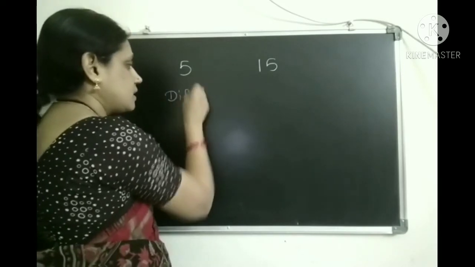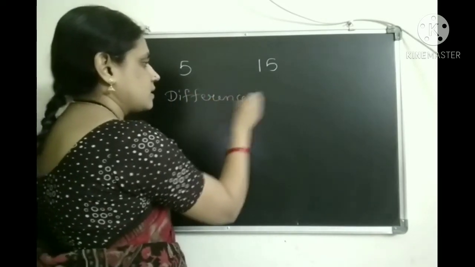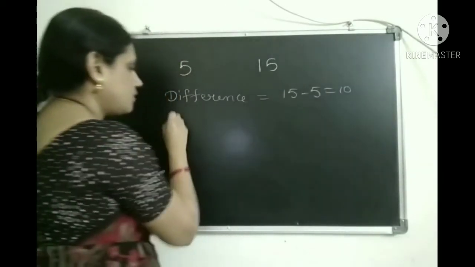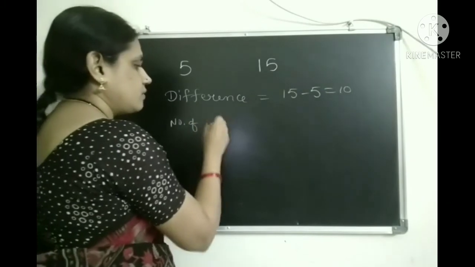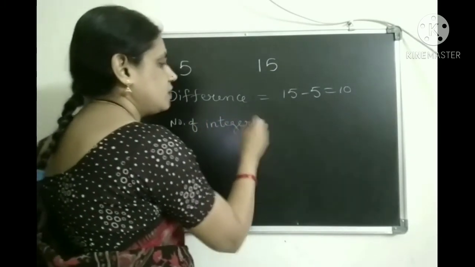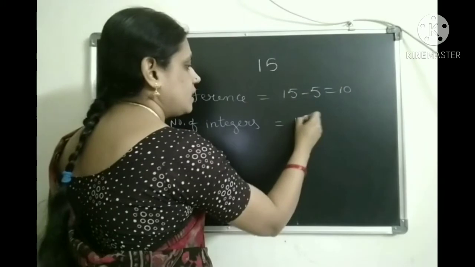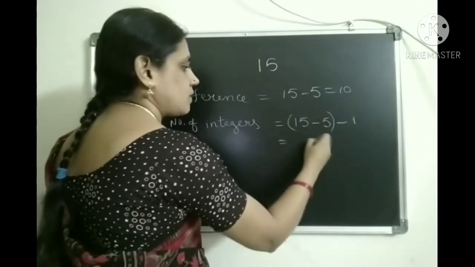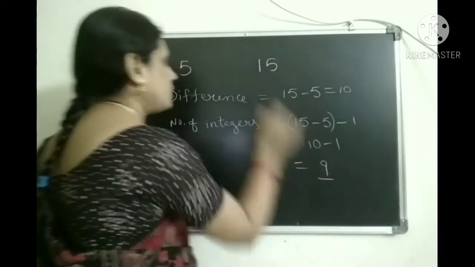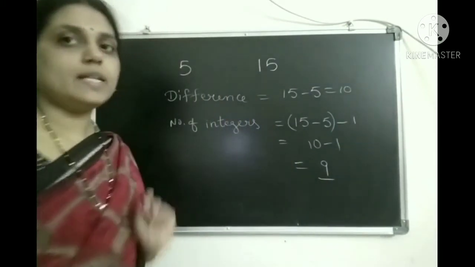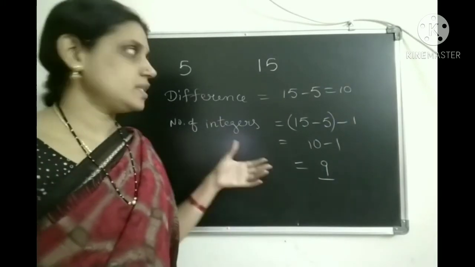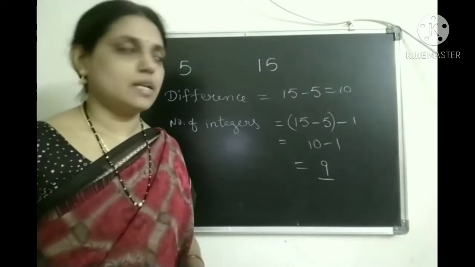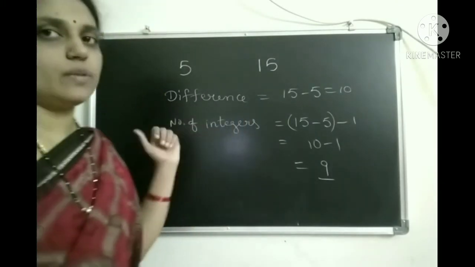What is the difference? The difference is 15 minus 5, that is 10. So the number of integers between 5 and 15 is 15 minus 5, that is 10, minus 1. So 10 minus 1 is 9. So between 5 and 15, 9 integers are there. That is the procedure to find out how many integers are there between any two given integers. The same procedure works even for negative integers.